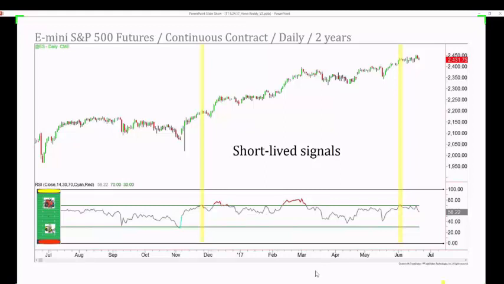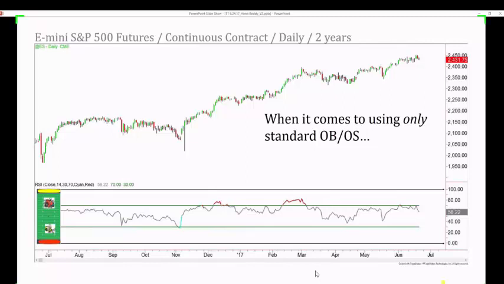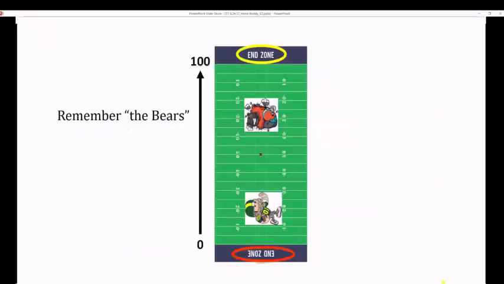So how do we fix this? What do we do? Well, my approach is this. When it comes to using only the standard overbought, oversold approach, I'm calling BS. No offense to Mr. Wilder, no offense to anybody who's ever used it this way. I just think there's so much more to it. And here is how that works.